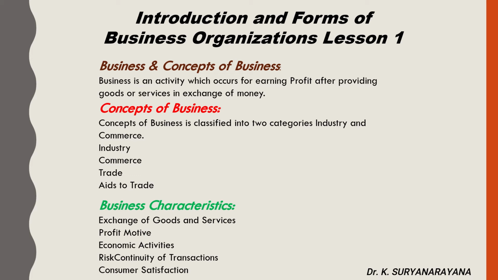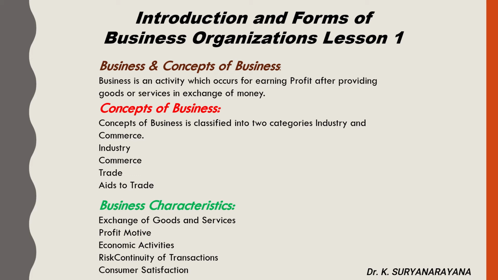Second one focuses on the profit motive, and third one is related to economic activities. Fourth one is risk and uncertainty. Fifth one is continuity of transactions, and sixth one is consumer satisfaction.